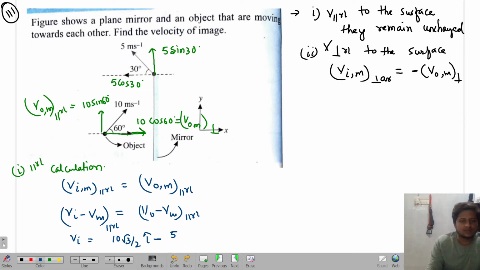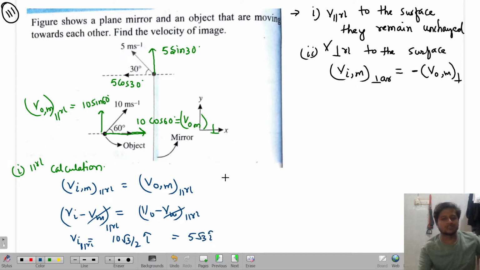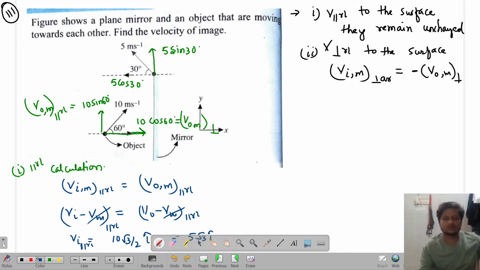See, try to understand. Two Vm parallel terms are there. This will be cancelled now, meaning the Vm parallel should be cancelled. This is minus, this will become positive, no problem with that. So this and this got cancelled. So actually, if someone asks you what is the Vi parallel component, it is nothing but 10 root 3 by 2 i cap, which is equal to 5 root 3 i cap. Got it or not? Yes or no?